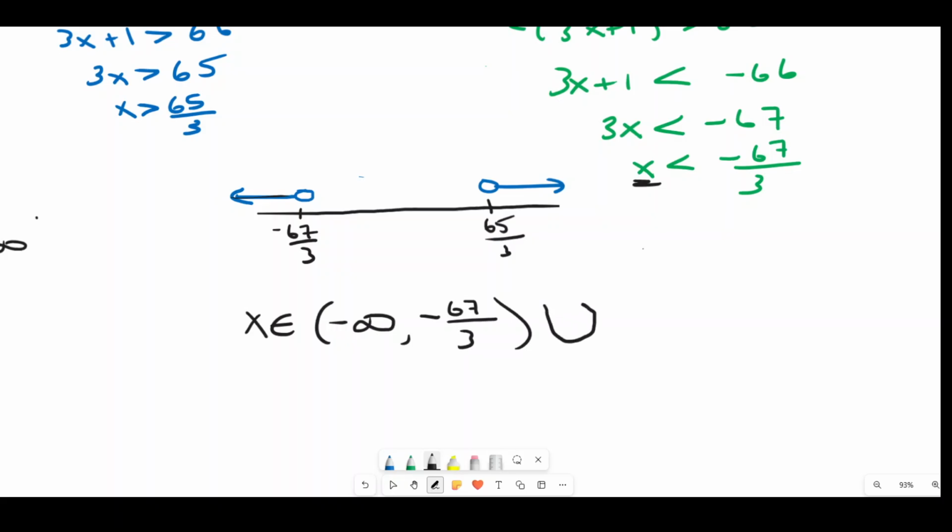And also, union symbol, ooh, really messed that up. All of the numbers that start at 65 over 3 and go up to infinity. And rounded brackets, because always rounded brackets for infinity, and these are open circles, so those roots are also not included.